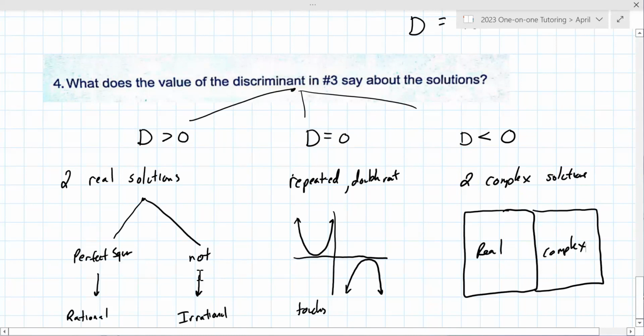That makes a little bit more sense, I guess. And then, not to further complicate this, but the two complex solutions, you can have perfect squares and not perfect squares, depending on the problem.